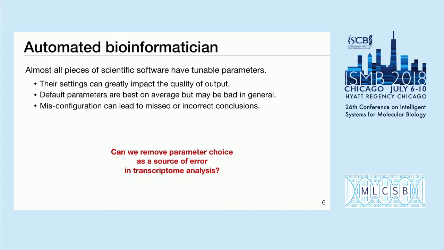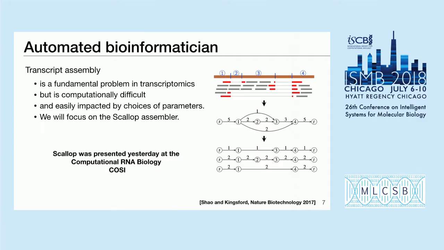I'm going to be concentrating today on the specific task of transcript assembly, in particular using a program called Scallop, which, if any of you were at the RNA session yesterday, you saw Mingfu talk about, so I'm not going to go into the details. The main idea is you align reads to a reference genome, create a splice graph from there, and then decompose that splice graph into transcripts. Each one of these steps has parameters that, if you change them, change the decomposition, and at the end of the day, change the transcript assembly that you get.